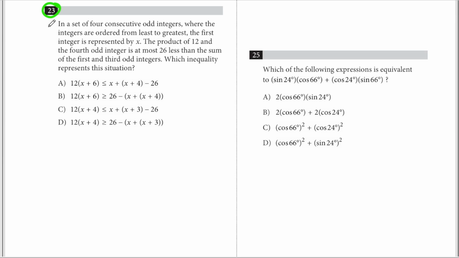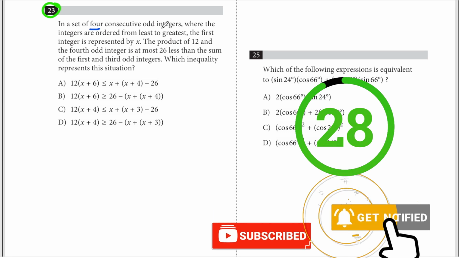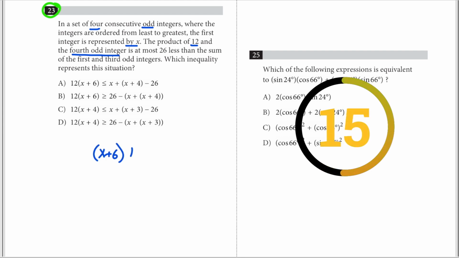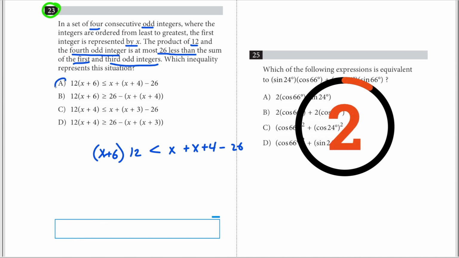So, how can you do this problem in 30 seconds or less? In a set of 4 consecutive odd integers where the integers are ordered from least to greatest, the first integer is represented by x. The product of 12 and the fourth odd integer, which is x plus 6 times 12, is at most 26 less than the sum of the first and the third odd integers, which is x plus 4 minus 26, and the answer is A.